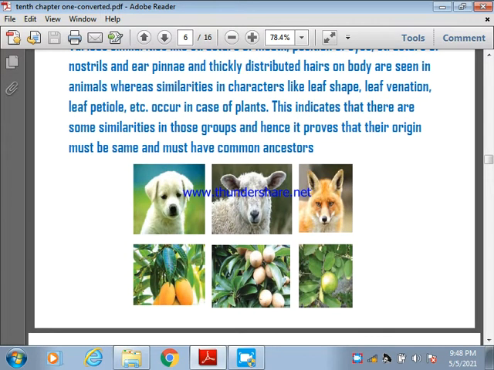We can say in plants, see the shape of fruits mostly are same, and leaves also mostly same. So after many years there are changes. So if we consider the ancestor of all these plants, it's maybe same.